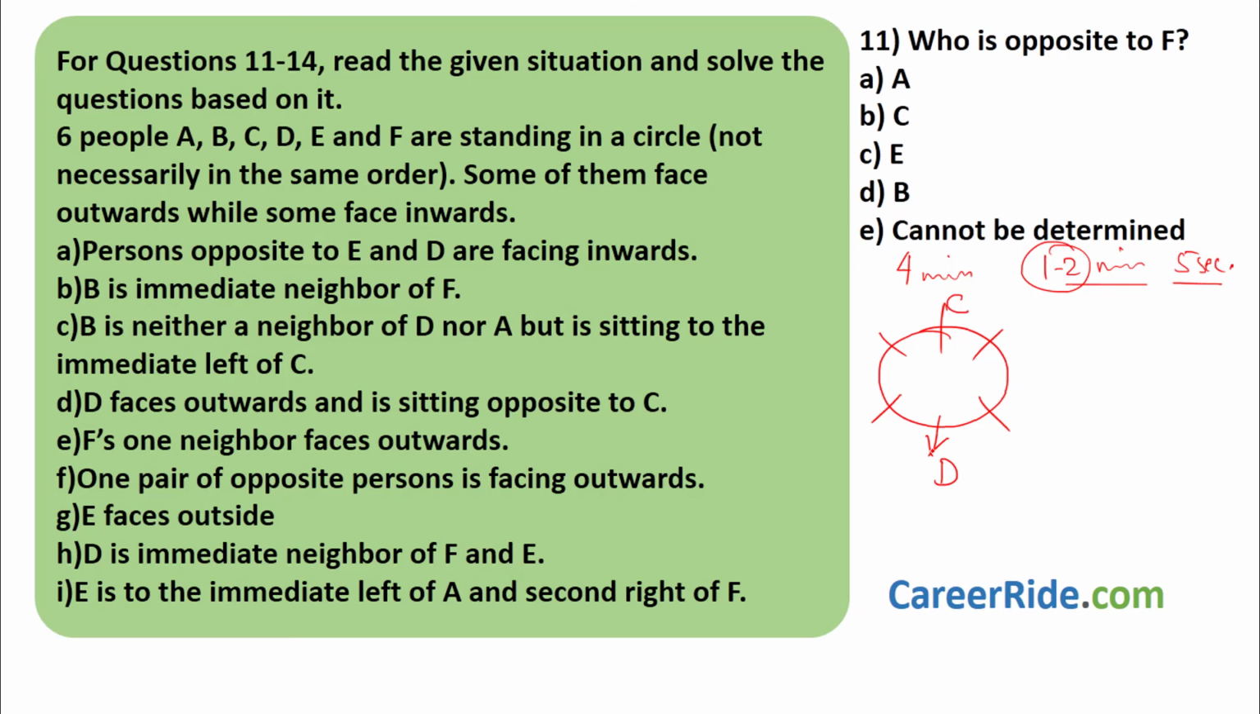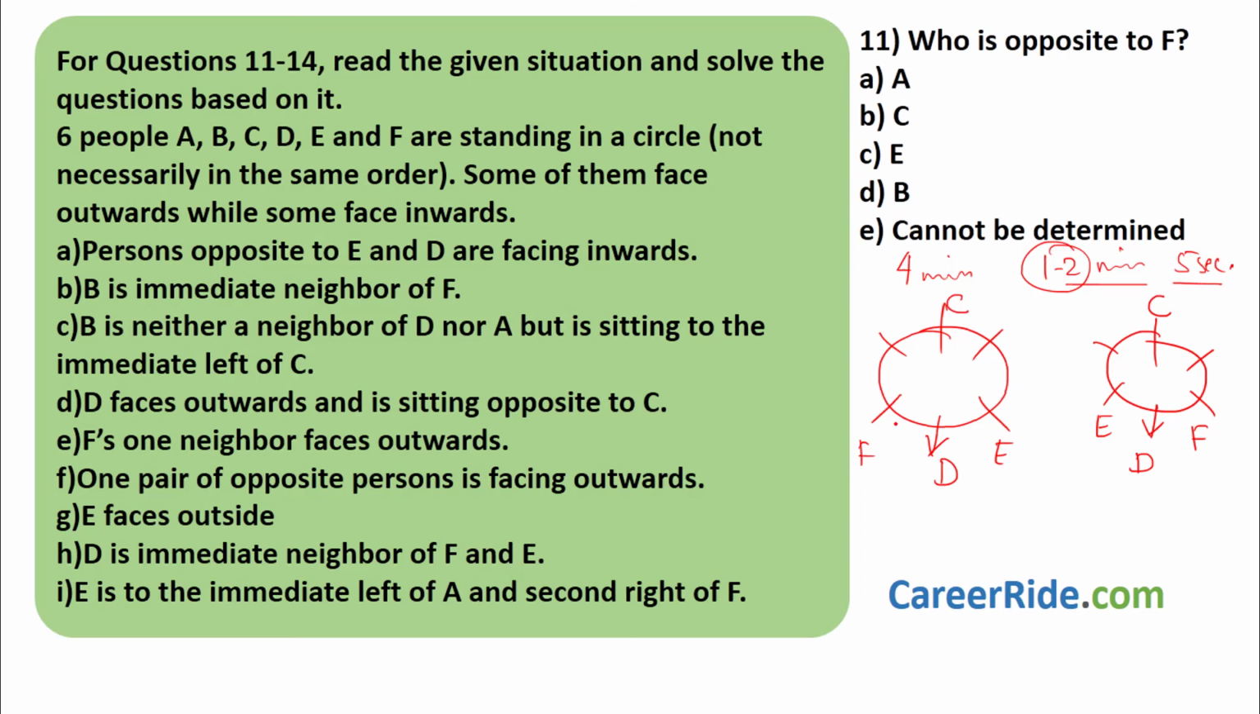F's one neighbor faces outwards, not useful. One pair of opposite is facing outwards, E faces outside. D is immediate neighbor of F and E. So F can come over here, E can come over here. Also, there is another possibility. We'll have it like this over here. This is D facing outside. We have C over here, and F can come over here and E can come over here. This is another possibility. E is to the immediate left of A and second right of F.